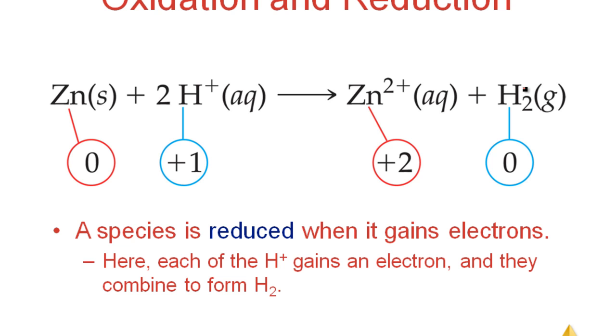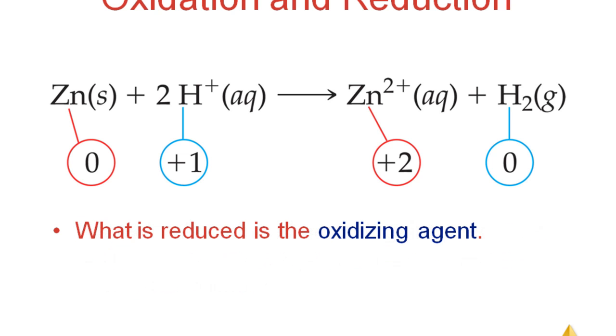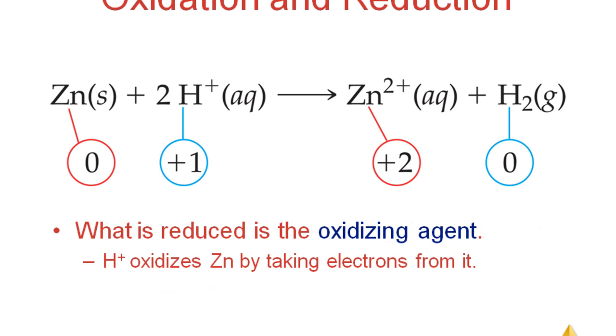If you recall, pure stuff has oxidation state of 0. So H2 pure state, it is 0. Why? Each H plus has gained an electron, therefore it is 0 now. So we will say hydrogen is reduced. Now the confusing part, the name. What is reduced is called the oxidizing agent. So hydrogen is called the oxidizing agent. Hydrogen gets reduced, but we call it the oxidizing agent.